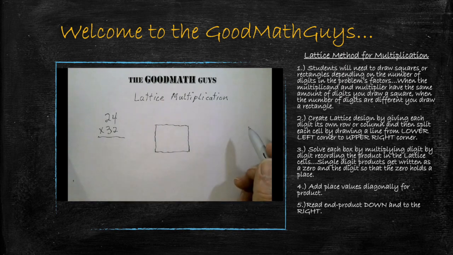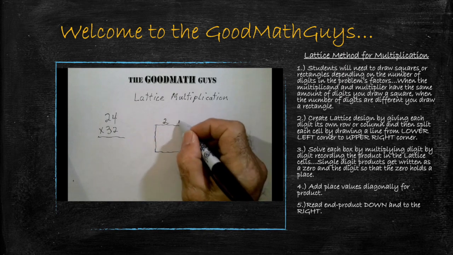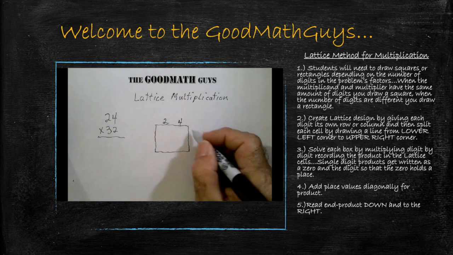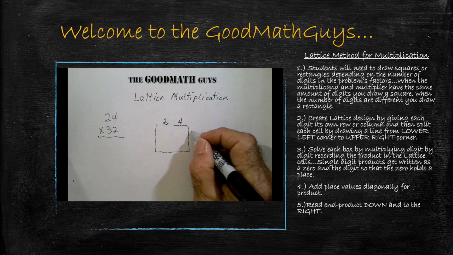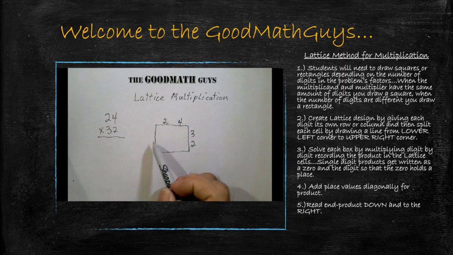The 24, or the multiplicand of any one of these problems, resides at the top of our square or our figure. So we're going to put 2, 4. The multiplier lives down the right-hand side, and this is a very important move, 32. We want it on the right-hand side, not the left-hand side, and you'll understand why in a very short while.